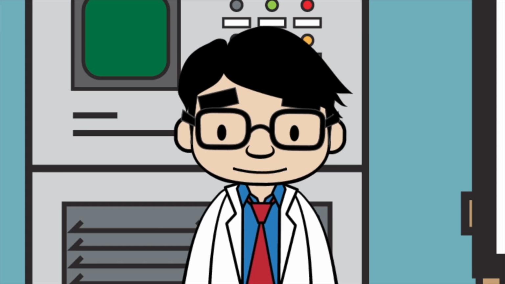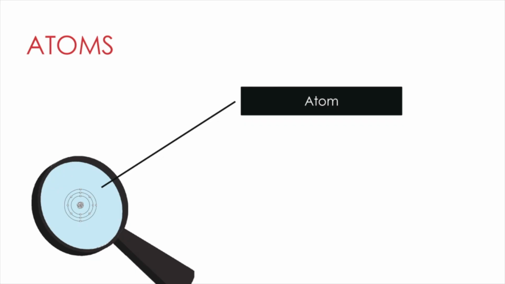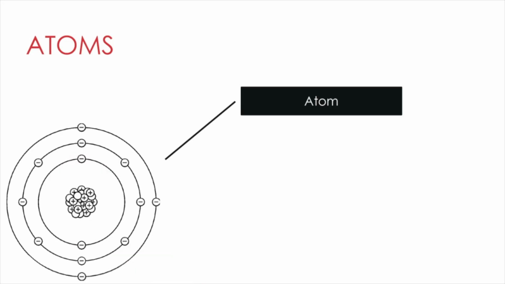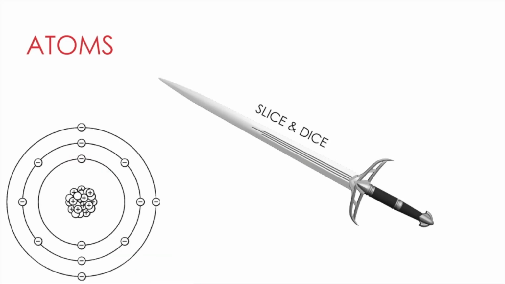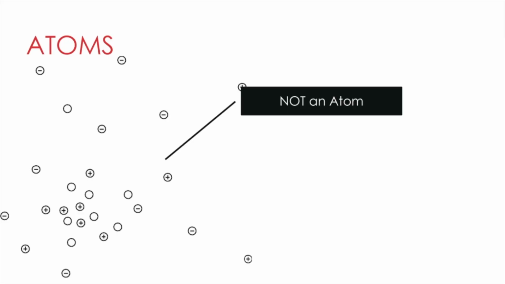Well, now they're too small to see. But with the help of a magical magnifying glass, we can see an atom. That atom is still aluminum. However, if we take out our magical sword again and slice and dice, the remaining pieces would not be an atom, and no longer aluminum.